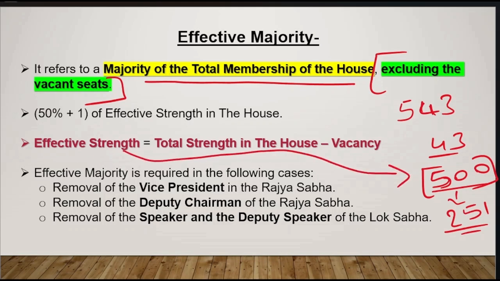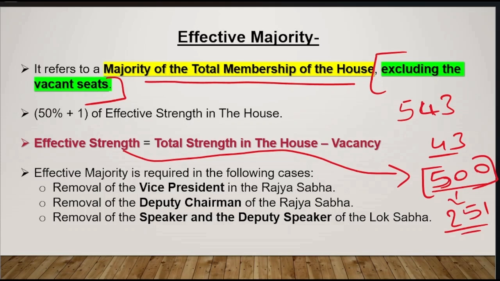So, this 500 is my effective strength. So, what is effective majority? Now, effective majority is the majority of the total membership of the house, excluding the vacancies. As we took the example, we have a total of 543 members in the assembly, and let's suppose 43 seats are vacant.